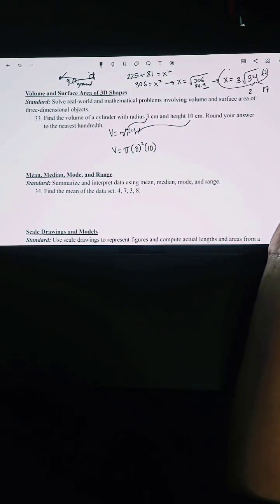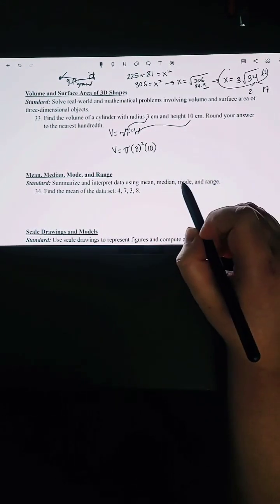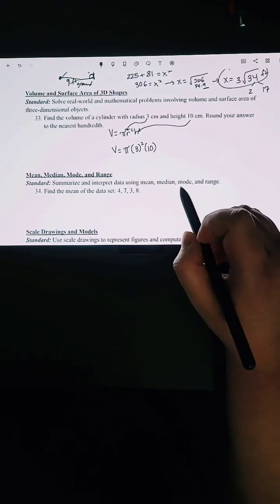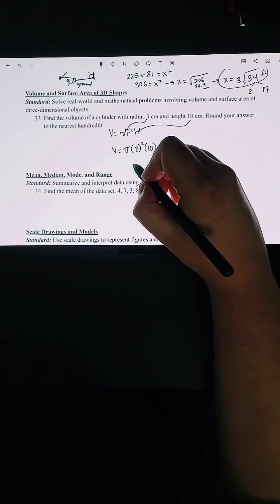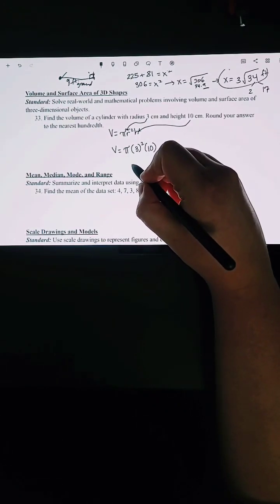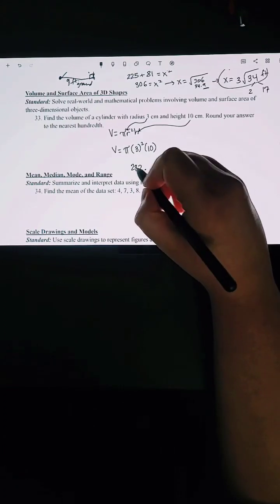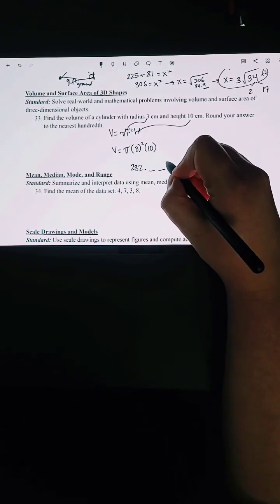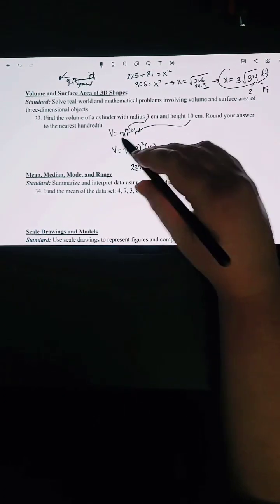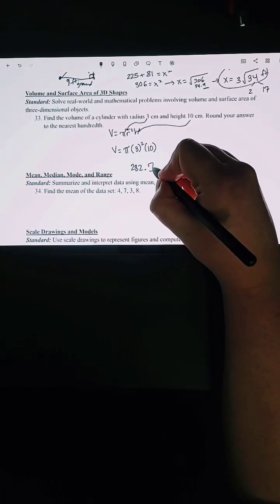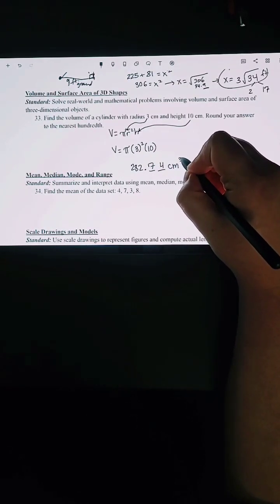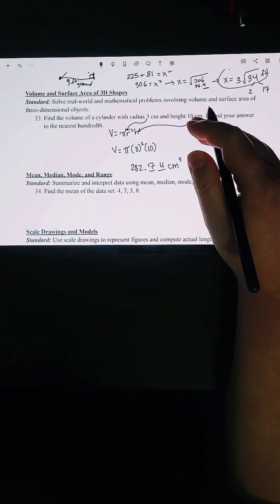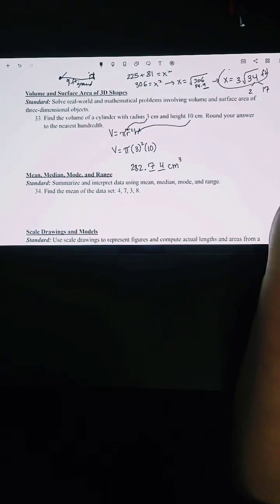So then you would just plug this into your calculator, and when you do, you get like 282.76, and so on. When you round it to the nearest hundredth, the hundredth is 2 digits after the decimal. So like 1, 2. This is where it has to stop if you're rounding to the nearest hundredth. And it would be 282.74. And then volume is always in cubic units, whatever the unit is. In this case, it's centimeters.